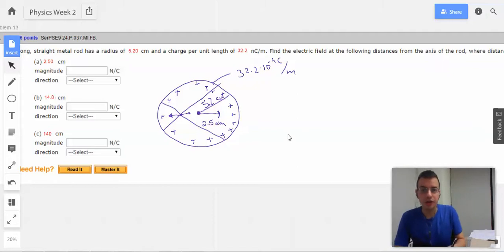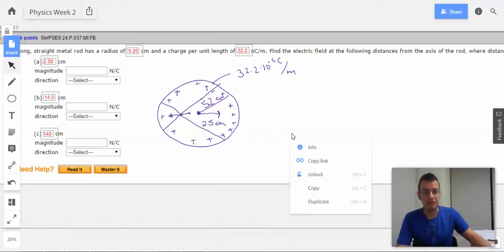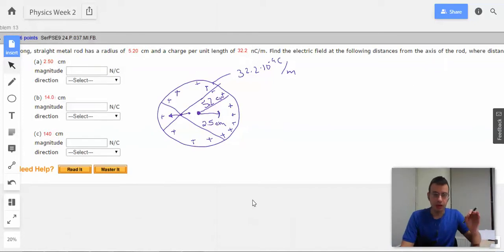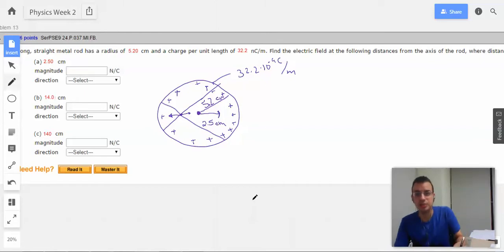So the rule you need to know for this, and for life in general, and not life in general, just for physics, is that there is no net electric charge inside a conductor. All the electric charges situate themselves to cancel out the electric charge. No net electric charge inside a conductor. Therefore, since 2.5 is less than 5.2, this is going to be 0 and none. All right.